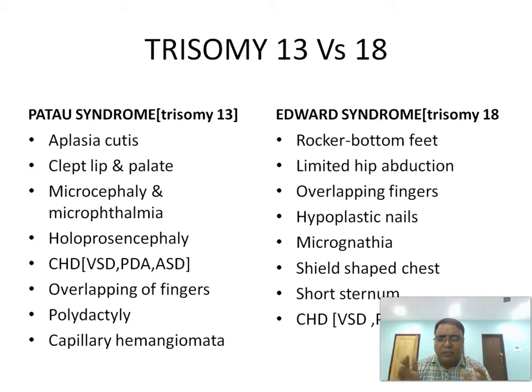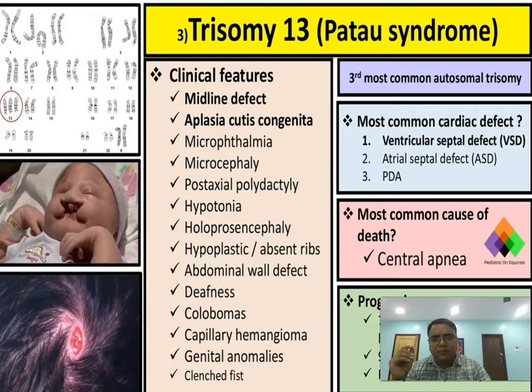Holoprosencephaly. Congenital heart disease you can get in around 80% of cases in Patau syndrome: VSD, PDA, ASD. All these you can get in Patau syndrome. Overlapping of fingers, polydactyly, and capillary hemangioma is the most characteristic finding in a case of suspected Patau syndrome. So important, we have to remember polydactyly. Polydactyly, aplasia cutis, cleft palate, holoprosencephaly, and microphthalmia. These are the important things you can get in Patau syndrome.